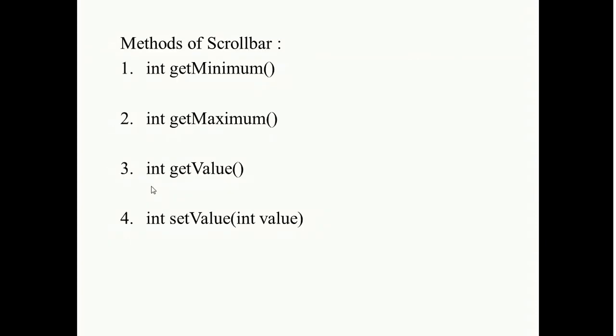Now see some methods of the scroll bar. First method is getMinimum. This method is used to retrieve the minimum value of the scroll bar. Second method is getMaximum. This method is used to retrieve the maximum value of the scroll bar. Third method is getValue. This method is used to obtain the current value of the scroll bar. And fourth method is setValue. This method is used to set the current value of the scroll bar. And the parameter is int value.